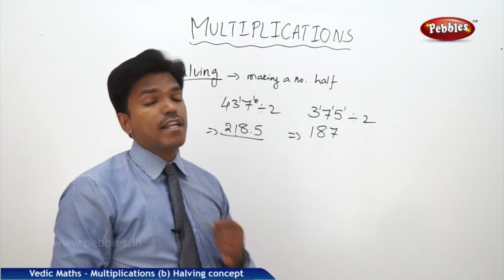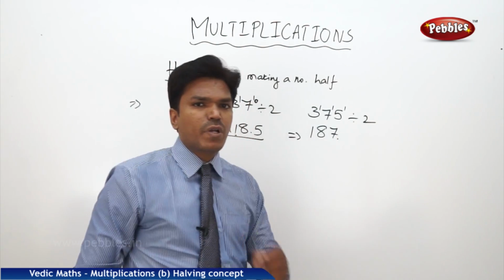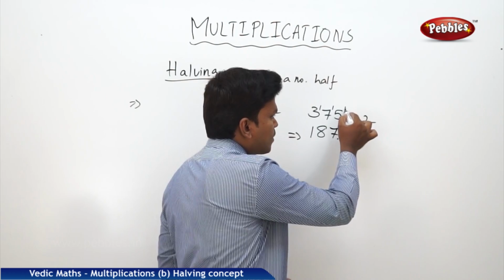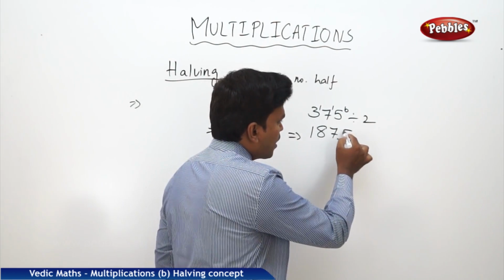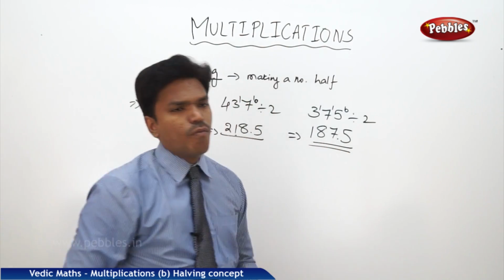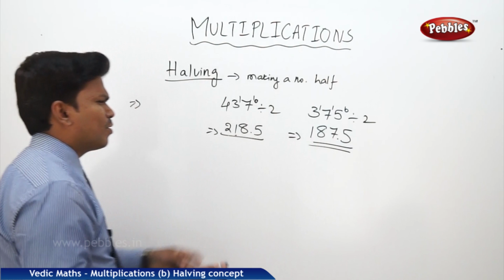Finally what is the remainder you got? 1. But I need the answer in decimal points, so put a decimal point here. After putting a decimal point, you can add a 0 here. Yes or no? So how much did it become? 10. So how many times does it go? 5 times. So the answer is 218.5. Like this you can go with any big number.